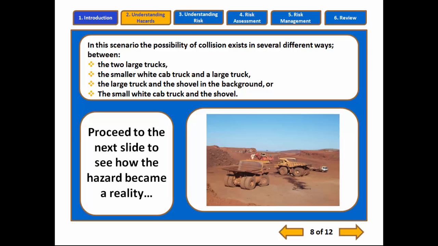Just looking at this relatively mundane scenario here, we can say, well, there's a hazard of collision between the two large trucks, the hazard of collision between either of the large trucks and the orange digging machine in the back of the photo. There's a hazard of collision between either of the large trucks and the white flatbed truck on the right of the photo. And there's a hazard of collision between the orange digging machine and the white flatbed truck.